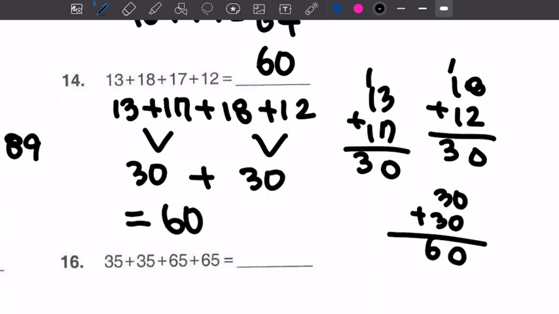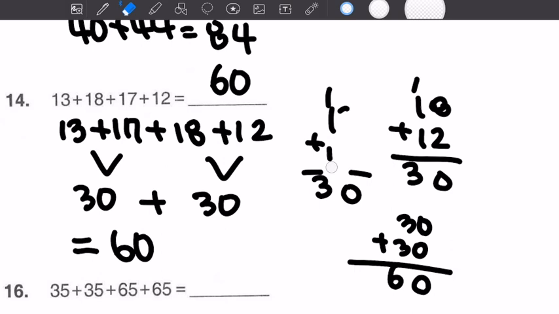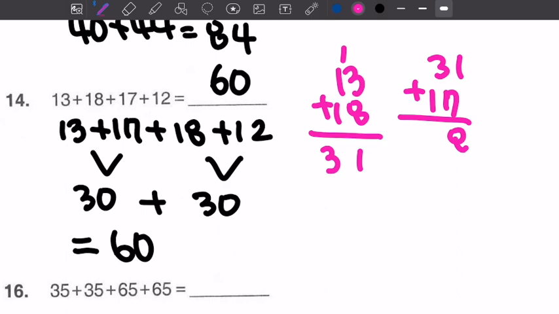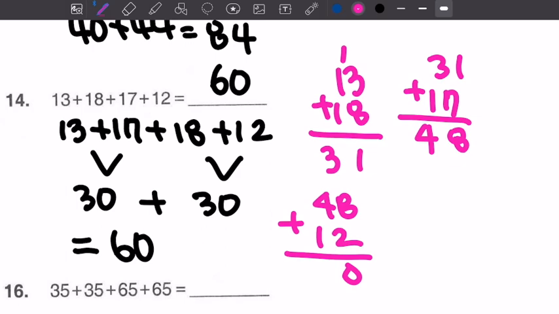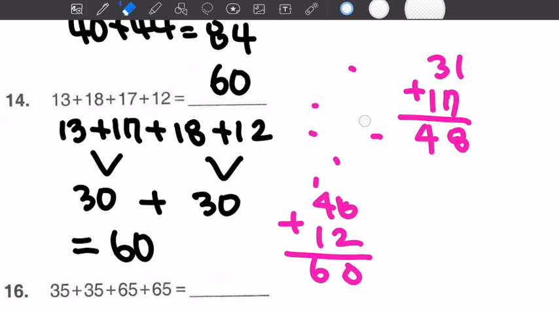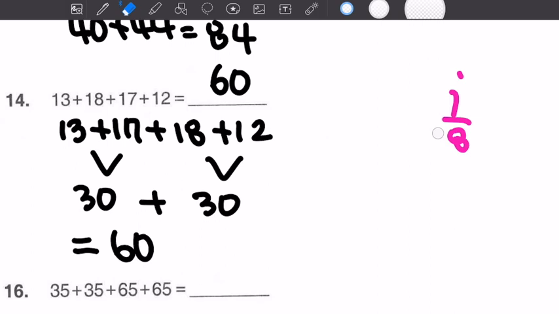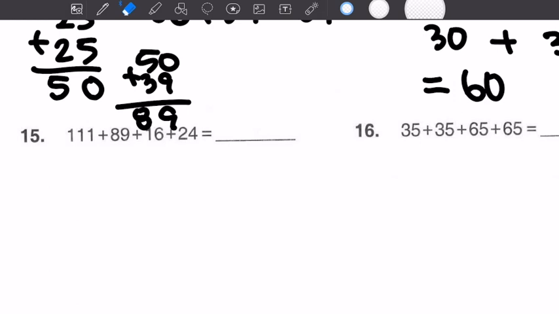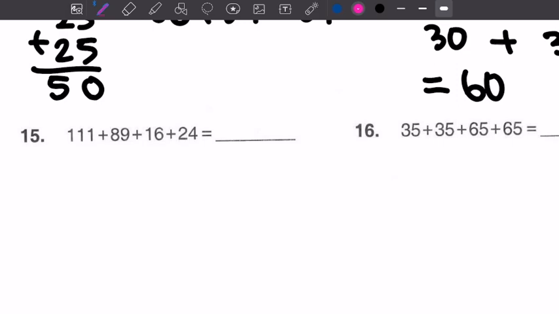Now, of course, for this example, it is also possible to use the left to right strategy. We could do 13 plus 18 equals 31, 31 plus 17 equals 48, and then 48 plus 12 equals 60. However, the strategy here is that if we can find the ones digits that can add up to 10, that makes the ones digit of our sum a 0. And that makes it much easier to add. And since we have addition only, we can rearrange the order. And that is a strategy, and you apply different strategies to different situations. So make sure you know if there's addition only or if we have both subtraction and addition at once.